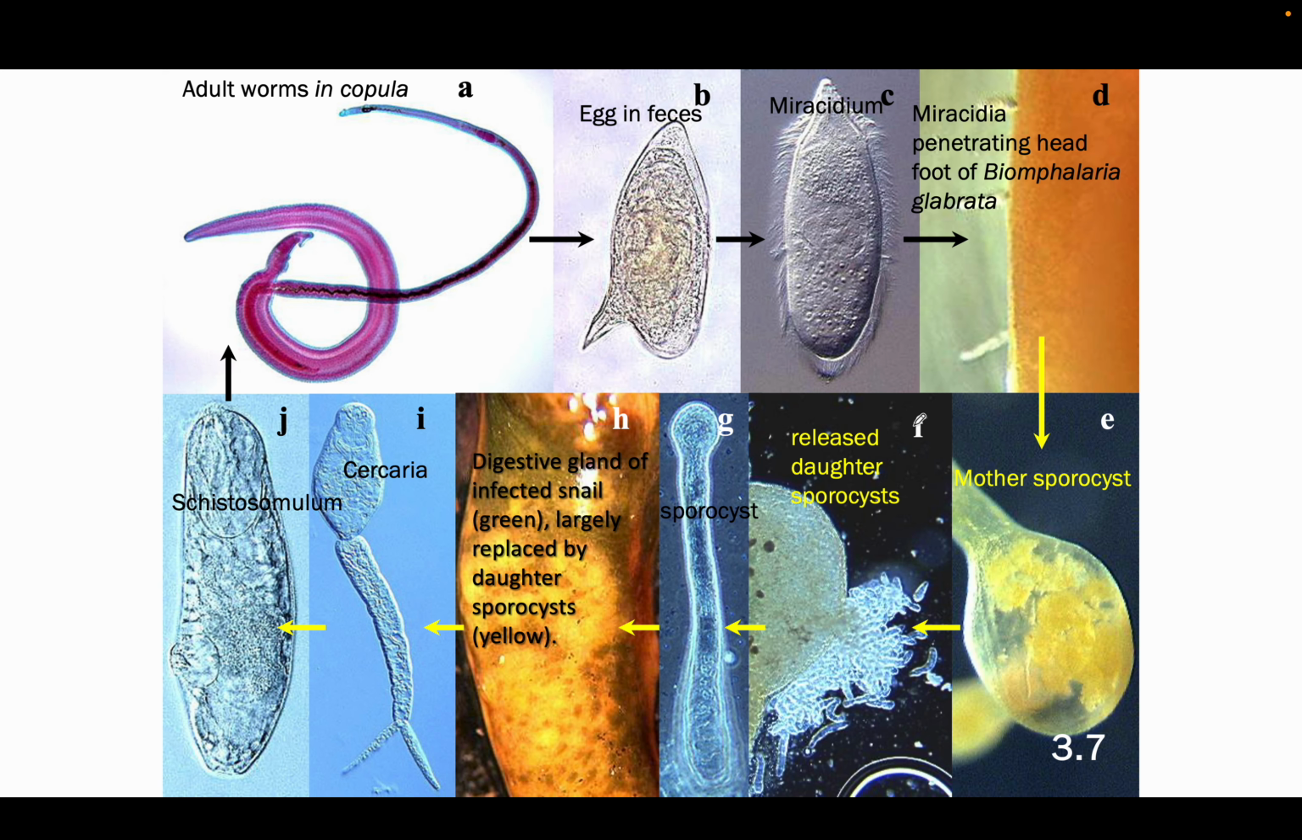Okay, so here let's have the generalized life cycle of Schistosoma species. Adult worms in copula, when the male and the female are in contact in their habitat of choice, shed eggs through feces or urine. Hatching from it is the miracidium, the active ciliated organism, which can penetrate the head foot of the Biomphalaria species. Inside the intermediate host, sporogony or asexual reproduction occurs. Mother sporocysts can release daughter sporocysts.